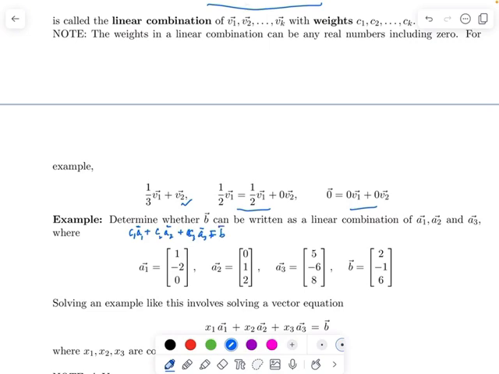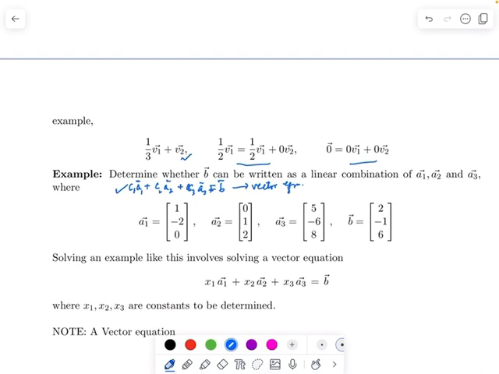In order to determine whether b can be written as a linear combination of a1 to a3, you have to solve a set of simultaneous equations given by this equation, and this is called the vector equation. So down here you see this. Solving an example like this involves solving a vector equation, the one I wrote up there, where x1, x2, x3 are to be determined.